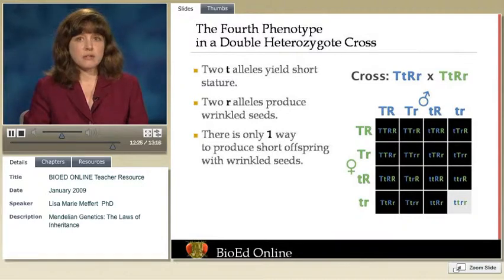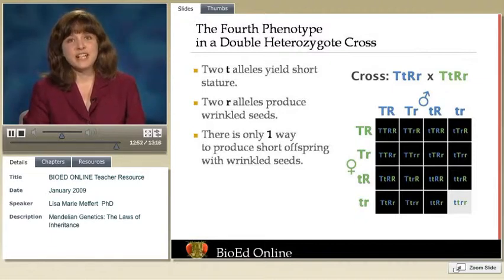So that's where we come up with what's called the 9:3:3:1 ratio. 9 ways to make individuals that have both of the dominant traits, 3 ways to make the 2 kinds of individuals that are dominant for one trait but homozygous recessive for the other, and then only 1 way to make individuals that are homozygous recessive, that is, they have none of the dominant alleles. And that's how you explain Mendel's particulate model of inheritance.